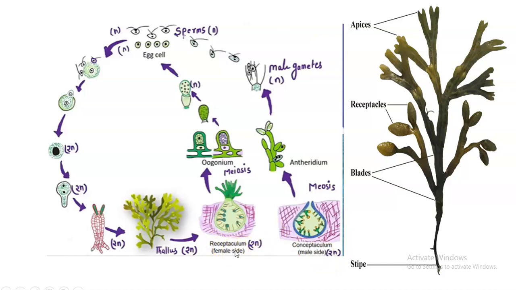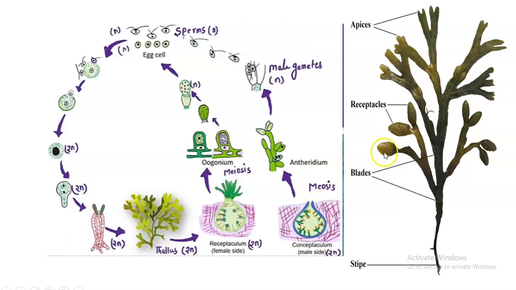Normally different textbooks represent it differently. Some say that because it is receiving the male gamete, because of that it is called receptaculum, but you need not represent it like that. You can represent both these globose structures, whether it is holding male reproductive organ or female reproductive organ, you can call it as conceptaculum.